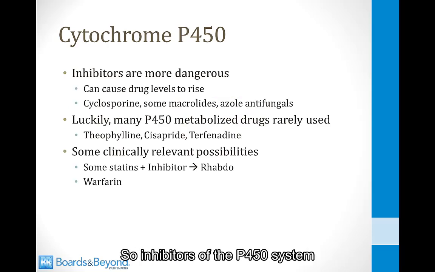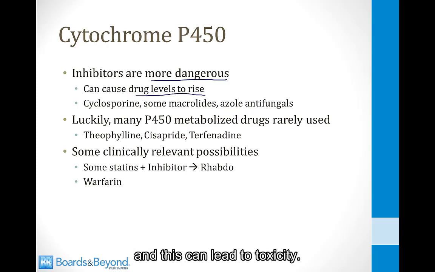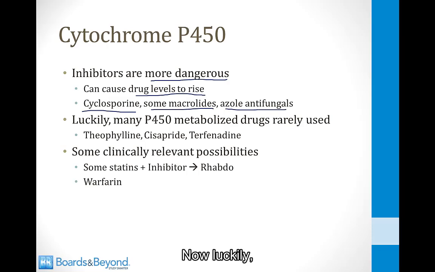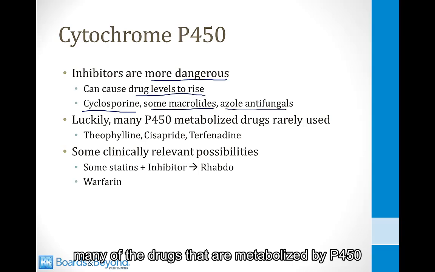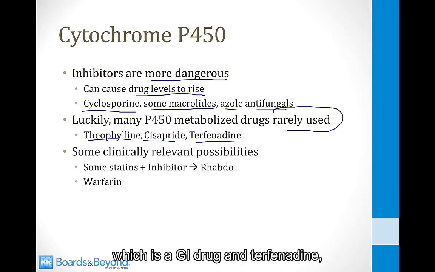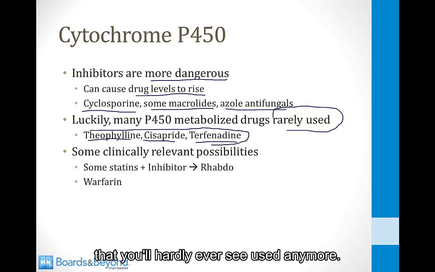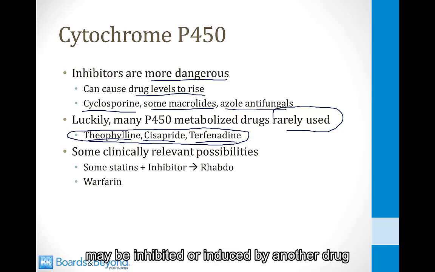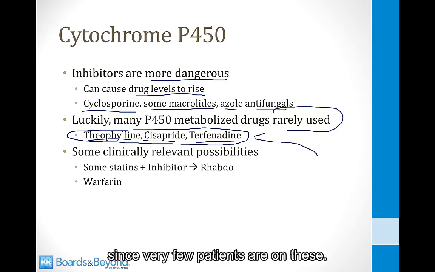So inhibitors of the P450 system are the most dangerous because these can cause drug levels to rise and this can lead to toxicity. Some important inhibitors worth knowing are cyclosporin, some macrolides, and the azole antifungals. Now, luckily, many of the drugs that are metabolized by P450 are rarely used anymore. So, for example, theophylline and cisapride, which is a GI drug, and terfenadine, these are all drugs that you'll hardly ever see used anymore. So the fact that the P450 system may be inhibited or induced by another drug is not that big a deal since very few patients are on these.